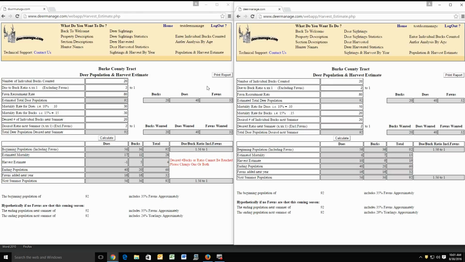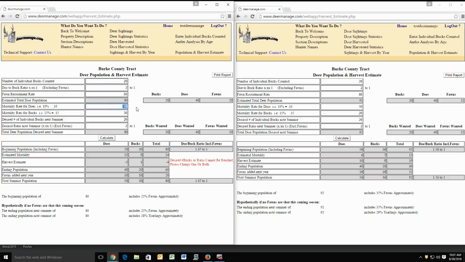So my first example here, on this property, we're estimating that we have approximately 20 different resident bucks, and by resident, I mean they spend most of their time on this property. Doe to buck ratio of 2:1, a fawn recruitment rate over here, we're going to make it 0.50. So if I calculate, we're estimating a deer population of approximately 80 deer.